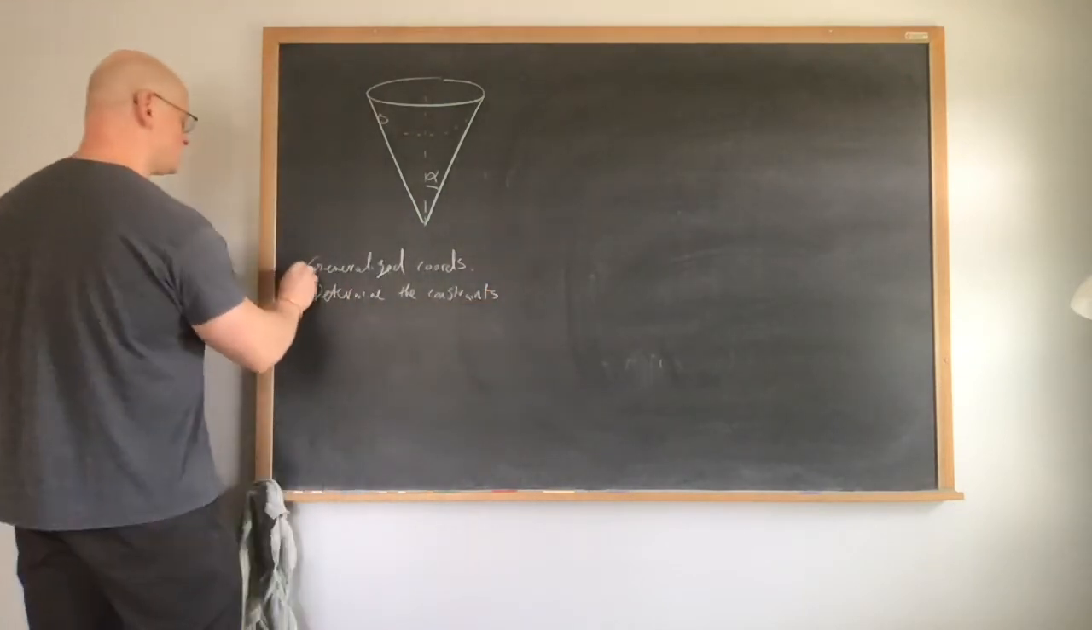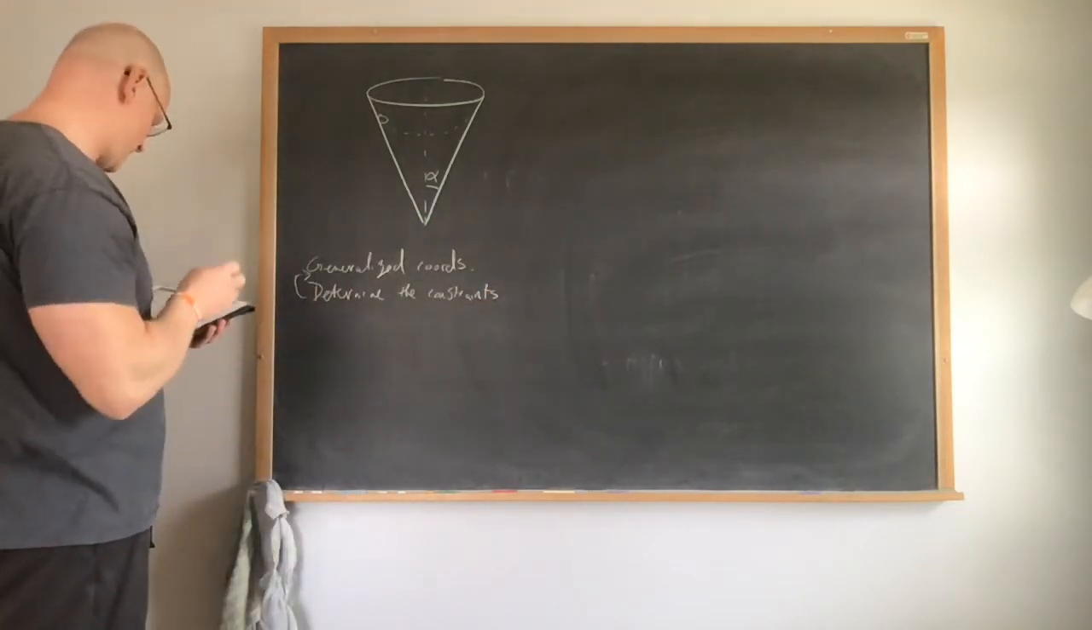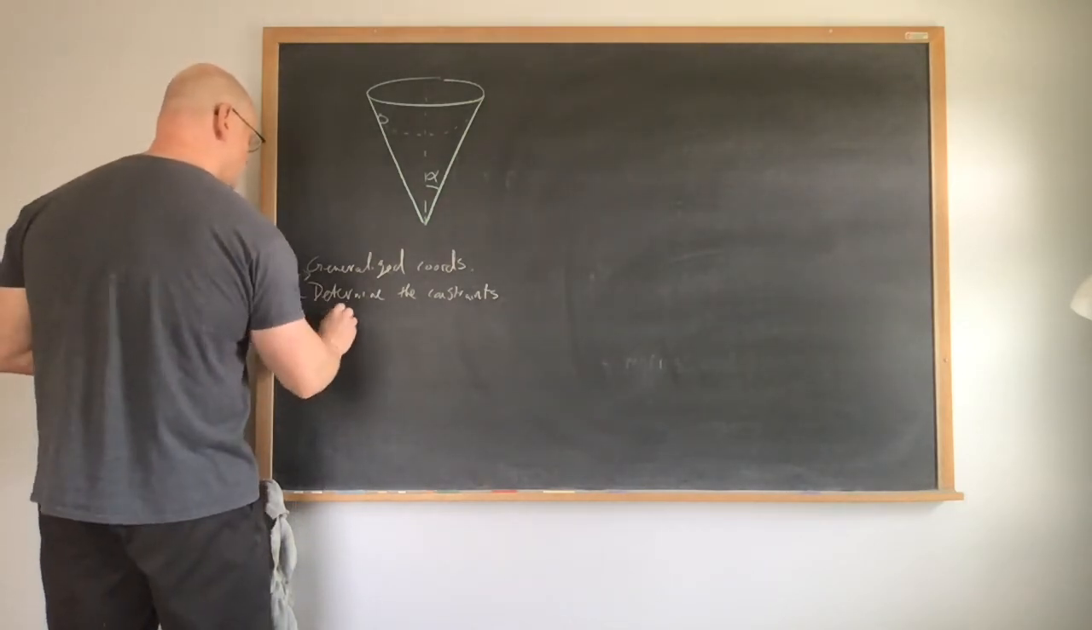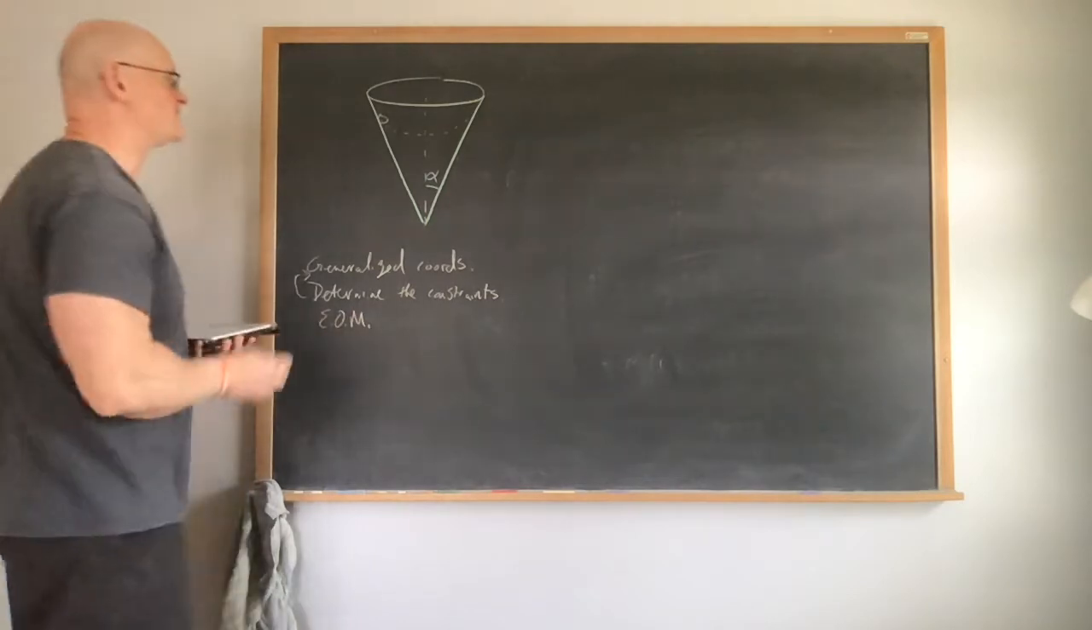So the constraints will actually determine the number of generalized coordinates that we have. That'll restrict the number. And then finally, we want to find the equations of motion for this particular situation.